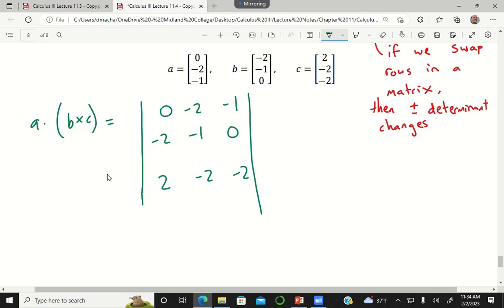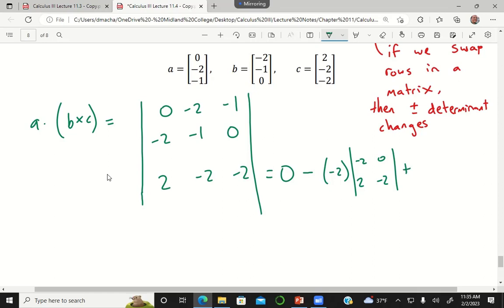So my determinant would be 0 times something, but it doesn't matter because that's a 0, minus negative 2 times, give you guys a second to catch up, but what determinant am I multiplying this negative 2 by? I'm looking for a 2 by 2 matrix. Perfect. Negative 2, 0, 2, negative 2.